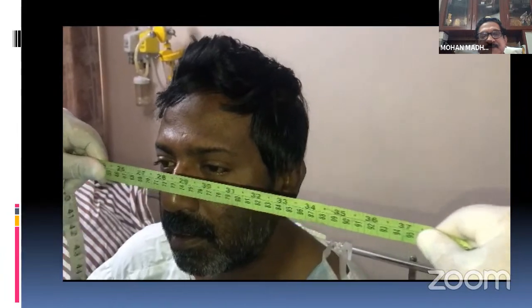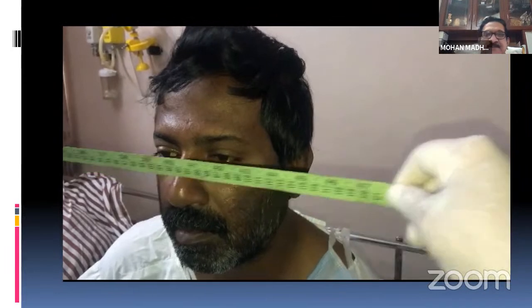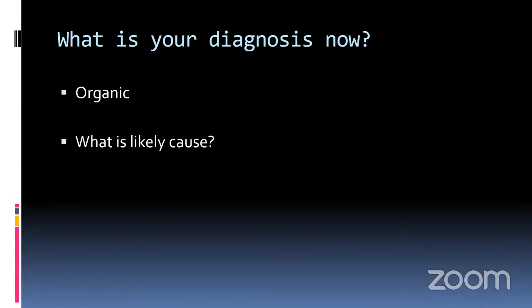That's also negative. No movement. So more likely to be organic blindness. What investigation would you like to do? What is the likely etiology now? MRI brain, sir. Sudden onset, vascular can be.